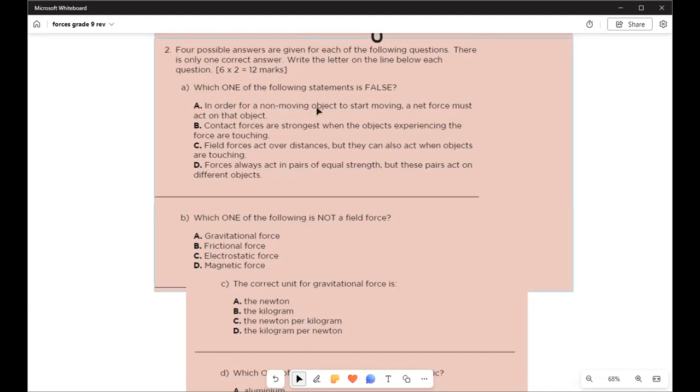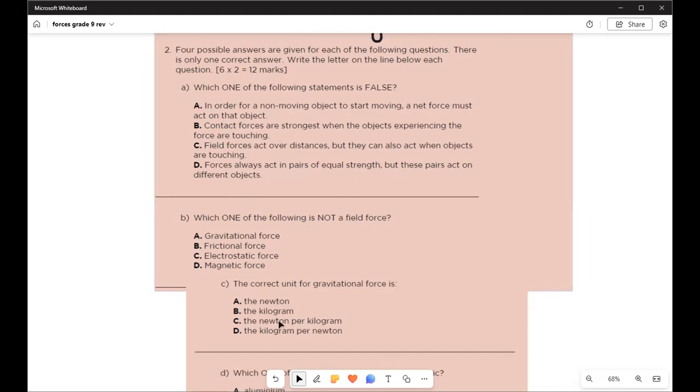In order for a non-moving object to start moving, a net force must act on that object. This is true. For an object to start moving, there must be a force applied that is greater than the frictional force. So there must be a resultant force, of which we're going to talk later in this revision pack.